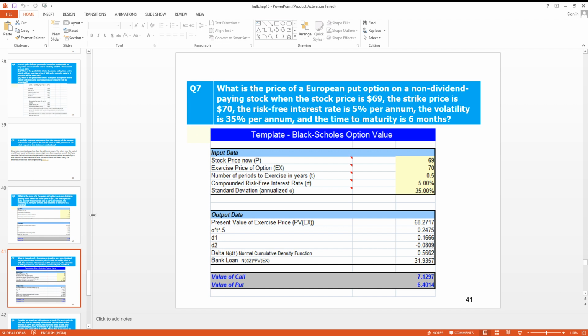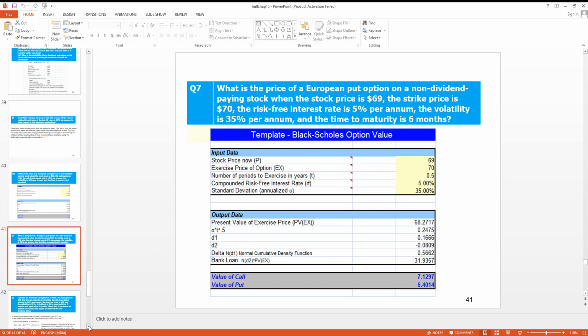Similar to the earlier problem, you have to determine the price of a put option. S0 is 69, strike price is 70, risk-free rate is this, and time is 6 months, which is 0.5. Same way, like what we have done earlier, you can work out the calculation. You'll get the value of the call as 7.12 and value of the put as 6.40.